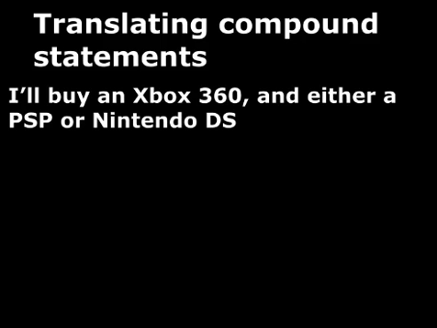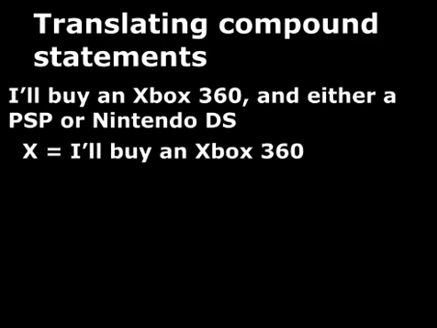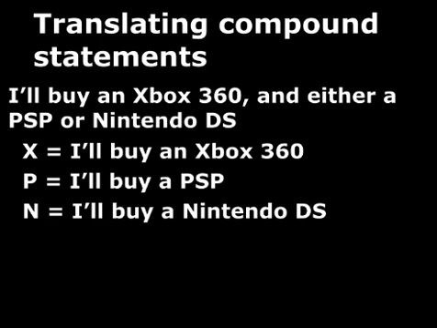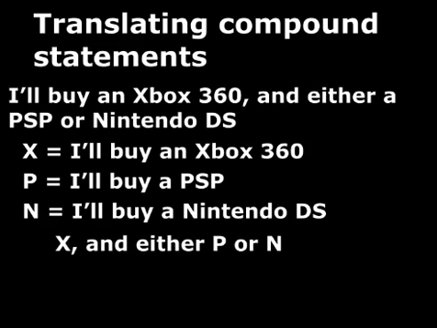Okay, step one, what are the atomic statements? Well, I'll buy an Xbox 360, I'll buy a PSP, and I'll buy a Nintendo DS. And those are the letters that I'm assigning to those atomic statements. The next thing I'm going to do is rewrite the original, but just plug in the letters for the statements they stand for, and leave everything else there. X, comma, and either P or N is what I'm left with here.